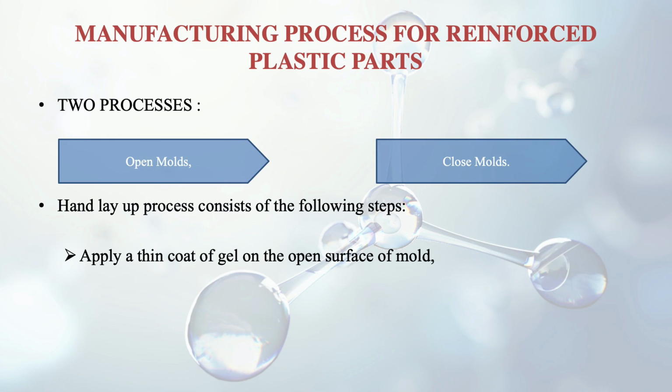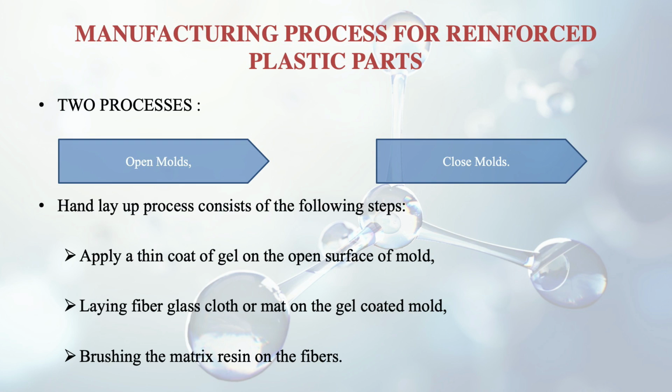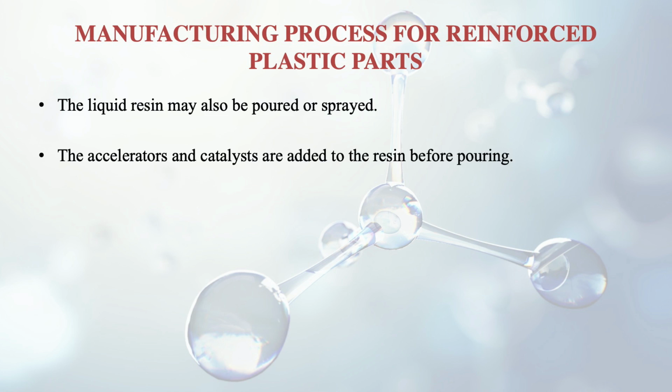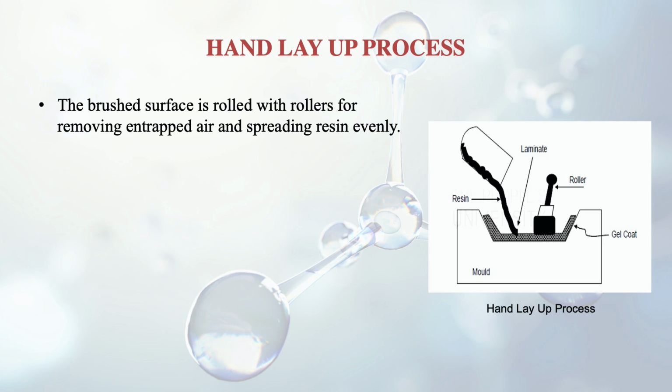We apply a thin coat of gel on the open surface of the mold. Then we lay fiberglass cloth or mat on the gel coated mold. Further, brushing the matrix resin on the fibers is done, and then the liquid resin is poured or sprayed. The accelerators and the catalysts are added to the resin before pouring. Further, the surface is rolled with rollers for removing entrapped air and spreading the resin evenly.